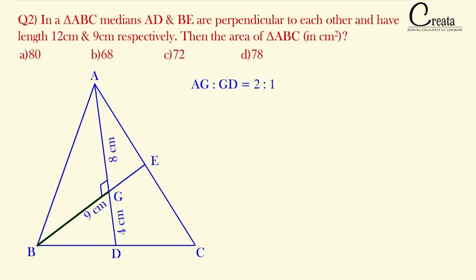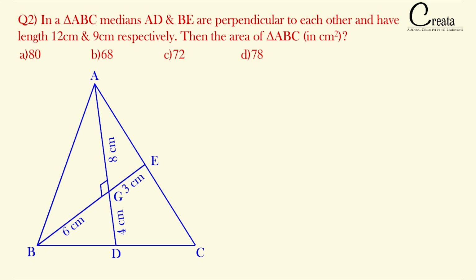Similarly, the ratio of BG is to GE is also 2:1 and the length of BE is given as 9 cm. So we got BG as 6 cm and GE as 3 cm. Okay, we got the ratio as 6:3, that is 2:1. So we got the length of all these four segments.